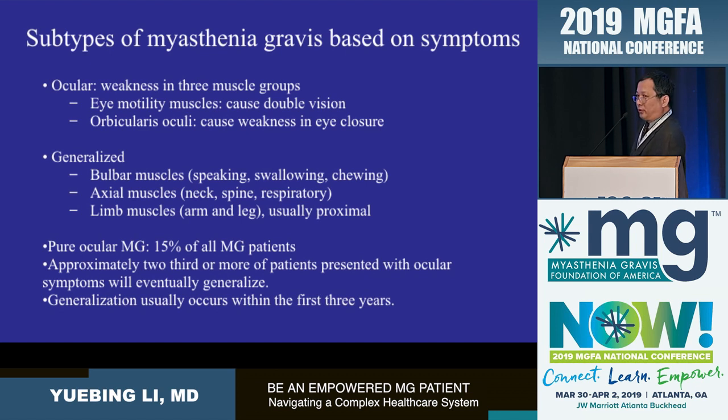Pure ocular myasthenia gravis is 15% of all MG patients. Approximately 2/3 of the patients who initially had ocular symptoms will generalize, and that generalization usually occurs within the first 2 to 3 years. Within 3 years is sort of a cutoff line. After 3 years, if you still remain ocular, the chance for you to generalize is exceedingly small.